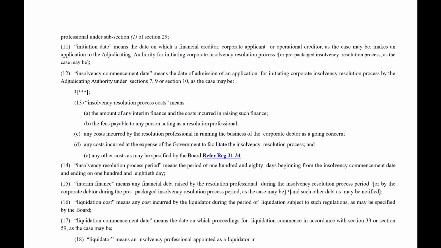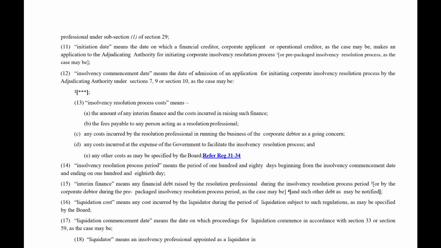Why is this interim finance important? Because you want to run the company. You don't want to close the company. First of all, you want to try whether it is possible to run the company, right? So interim finance. And whosoever is giving this interim finance at this stage, when the company is in the doldrums, naturally he also deserves some priority. So this insolvency resolution process cost includes the cost of interim finance and the cost incurred in raising such finance. So this amount of interim finance will be paid first, right?